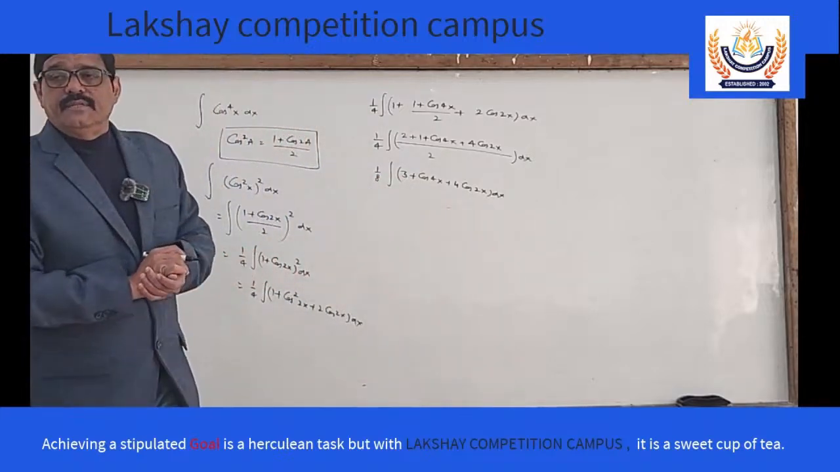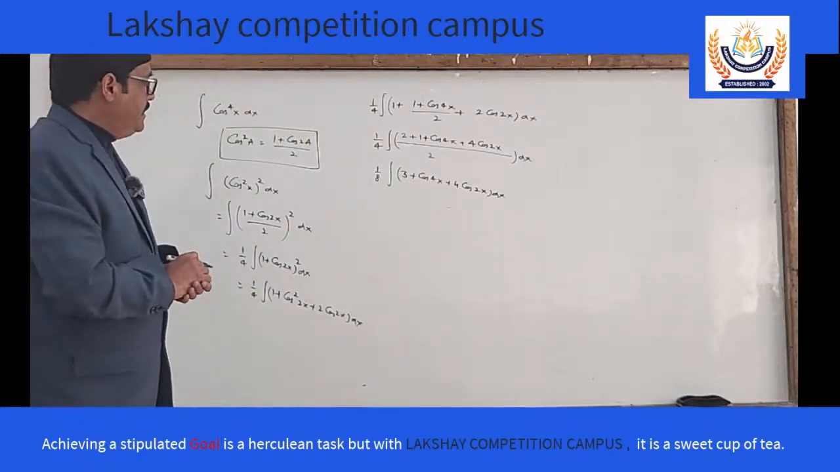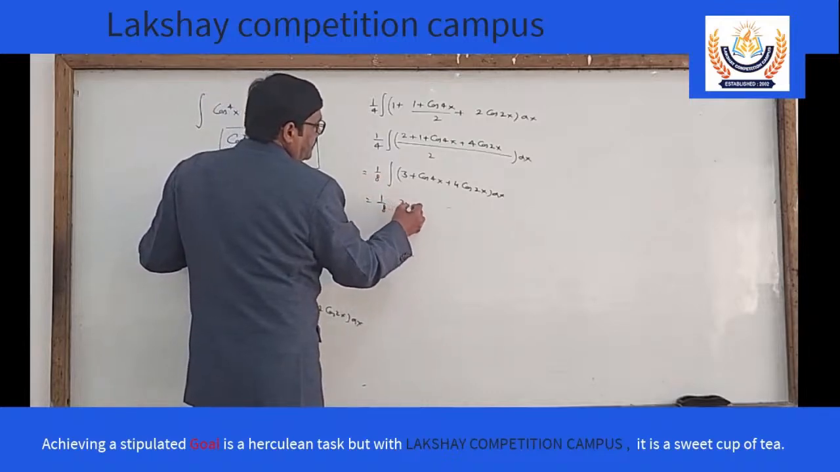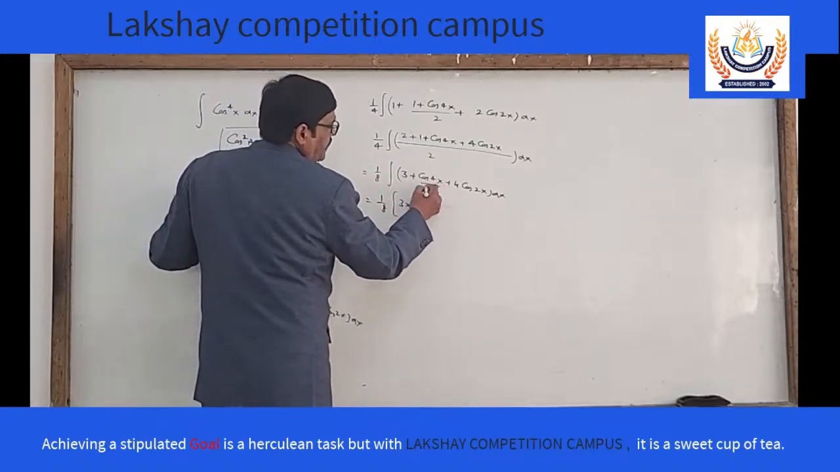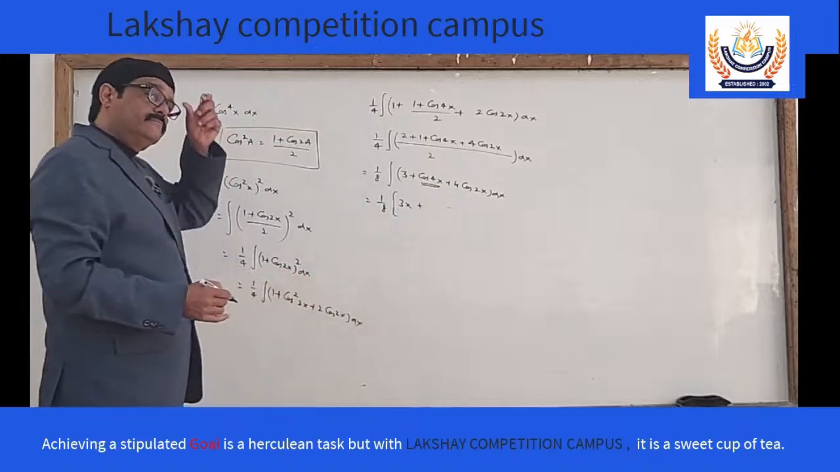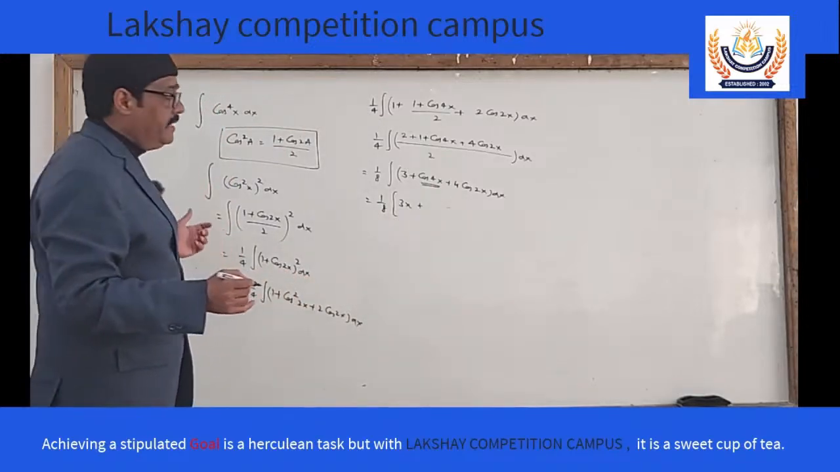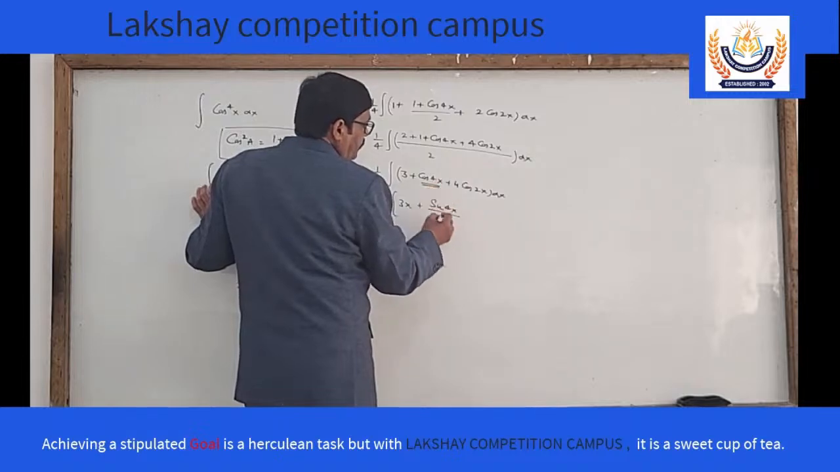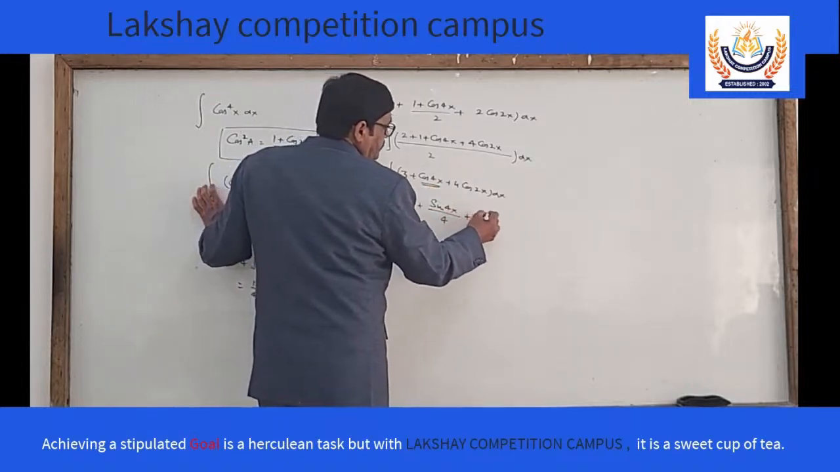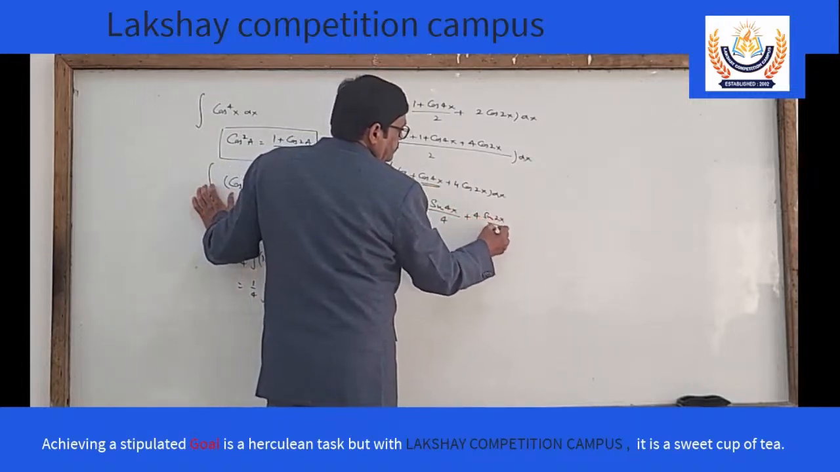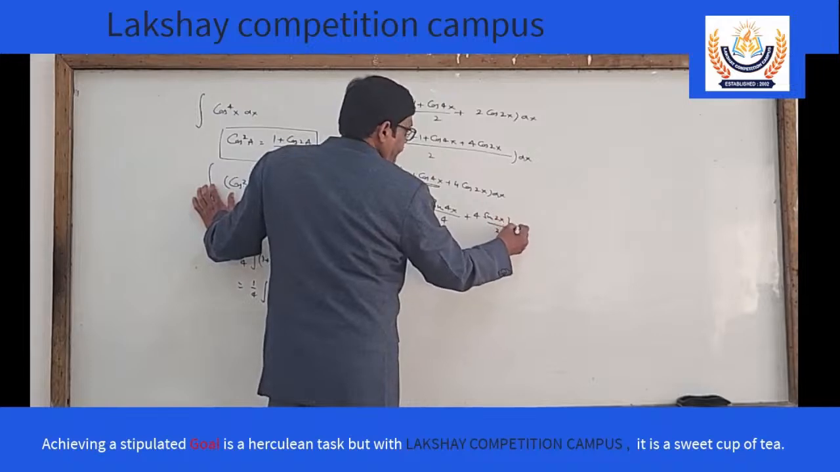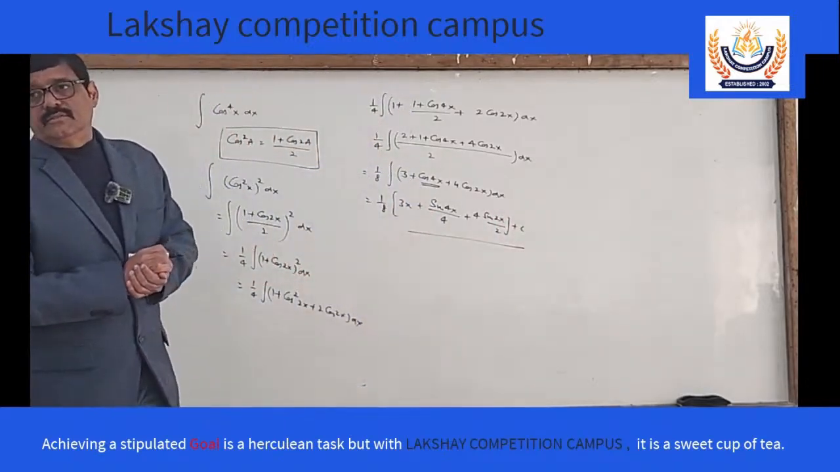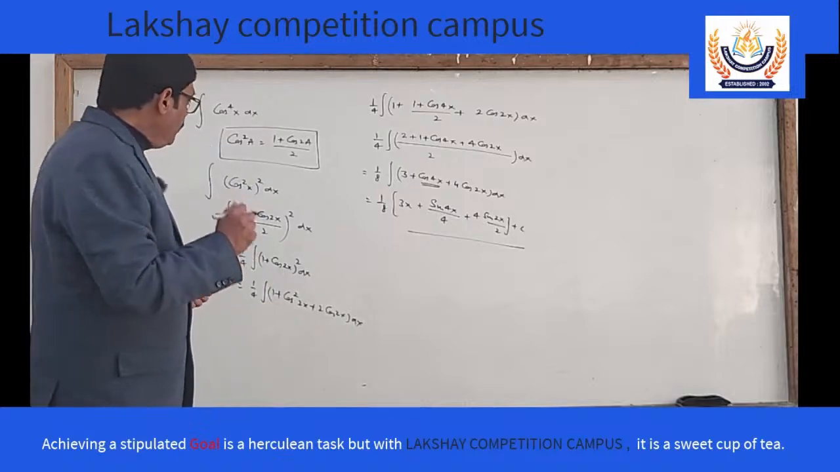What is the integration of 3? 3x. Integration of 1 is x, so it is 3x. Plus the integration of cos 4x, which is sin 4x by 4, plus 4 times sin 2x by 2, and plus constant. This time we have found the solution. Clear? Now here is the problem.